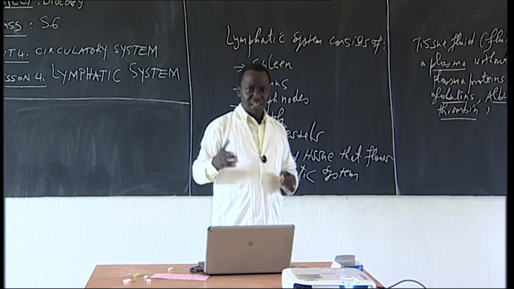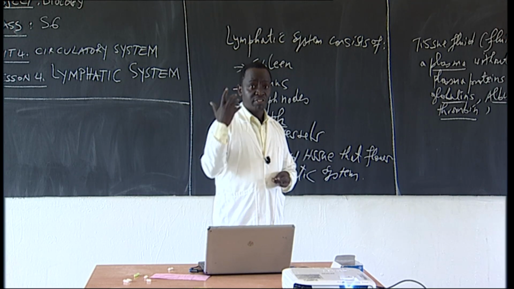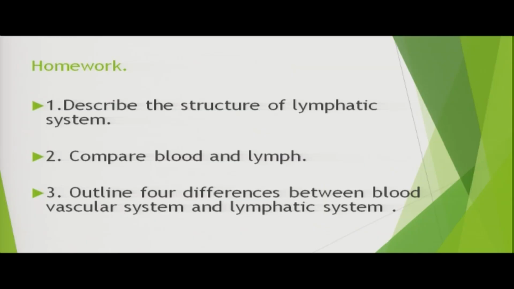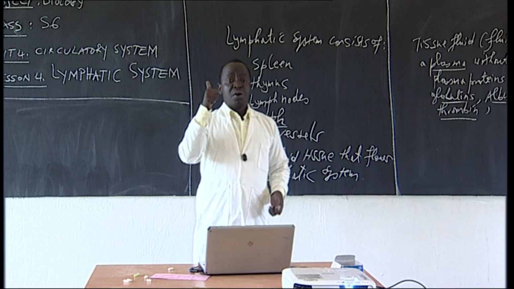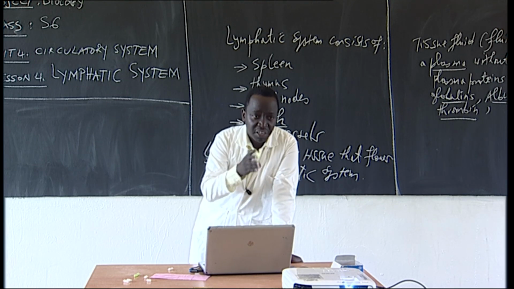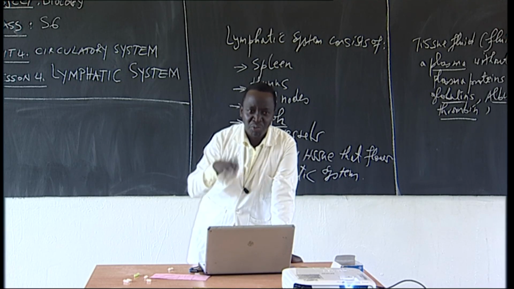We have many differences. I can give an example, then the others you will do for yourself. Like, both carry what? Nutrients and respiratory gases. That's what you do. You give about 5 differences. And then the last question: outline 4 differences between the blood vascular system and the lymphatic system. We have seen more, but make sure you do more than what you have seen. And make sure you also do research about more similarities and differences.